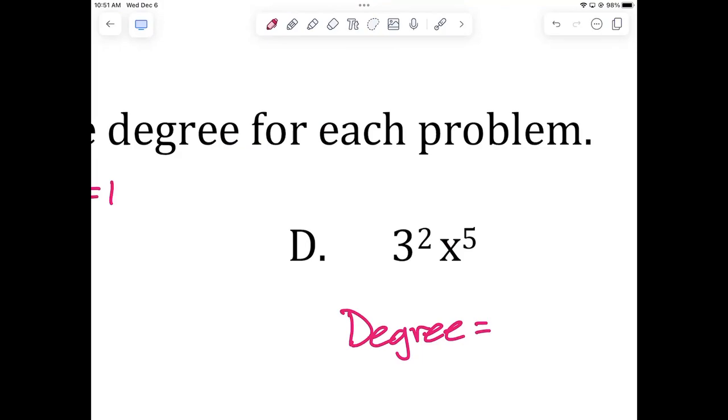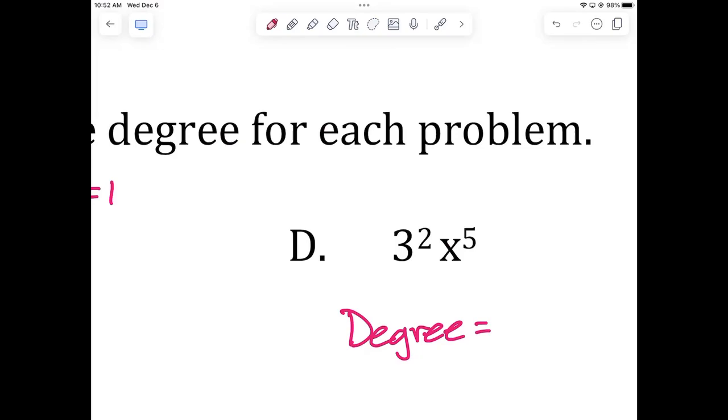Why is it only 5, Riley? Because it doesn't say 3x squared. It just says 3 squared. Is 3 squared a variable or a number? It's a number. It's not a variable. It's just like 9, right? So another name for this term is 9x to the 5th. The degree is only pertaining to the variables.